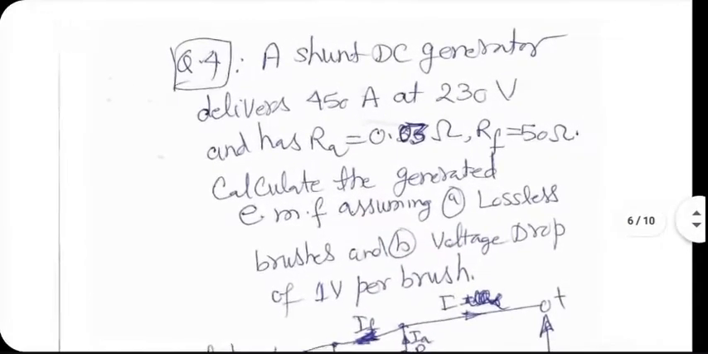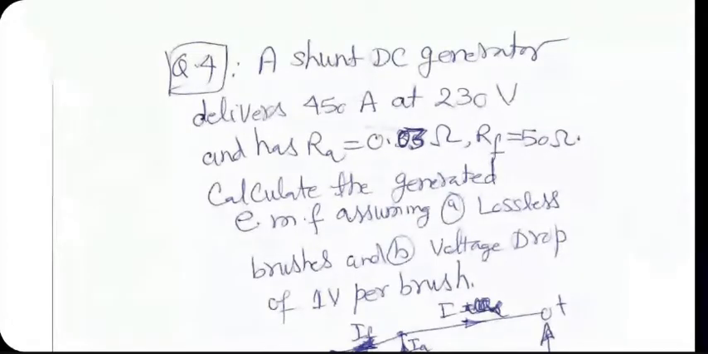This one: a shunt DC generator delivers 450 amperes at 230 volt and has RA, that means armature resistance, equal to 0.03 ohm and field resistance equal to 50 ohm. Calculate the generated EMF assuming lossless brushes, and in part B, assuming that the voltage drop per brush is 1 volt.